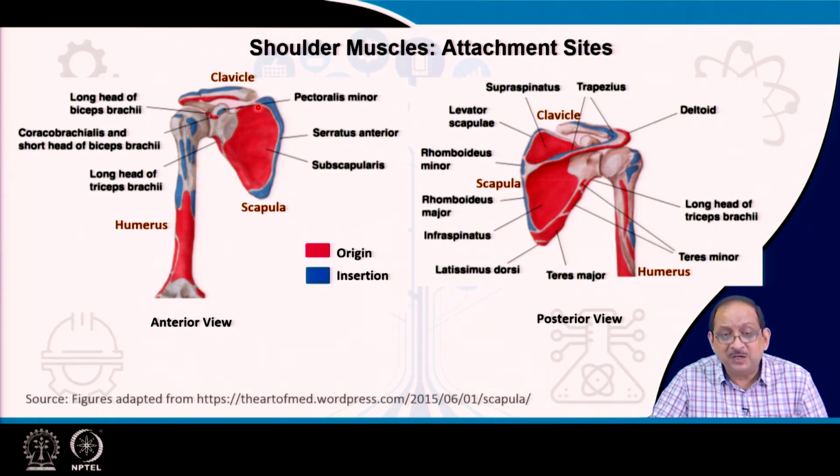The subscapularis is located in the anterior side of the scapula, whereas the infraspinatus and supraspinatus are located on the back side of the scapula, one on the infraspinous fossa, the other attached on the supraspinous fossa.